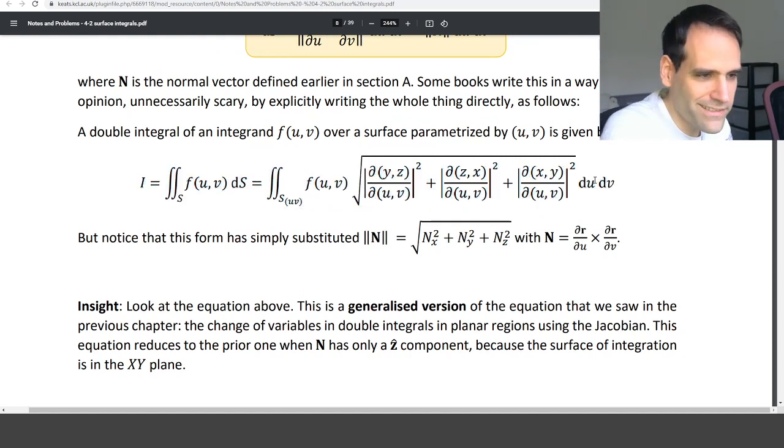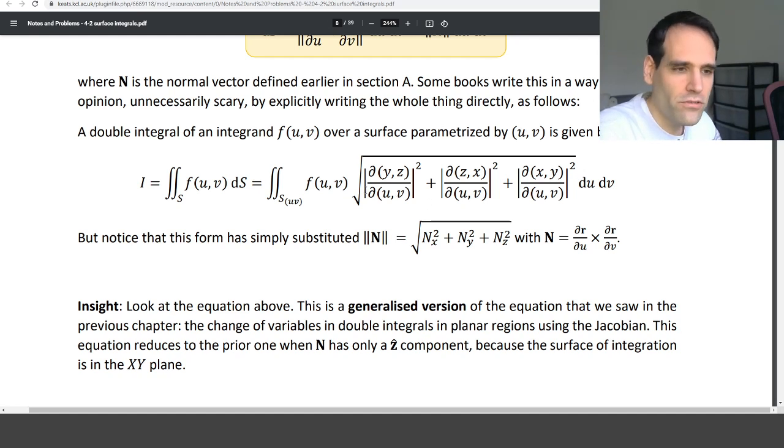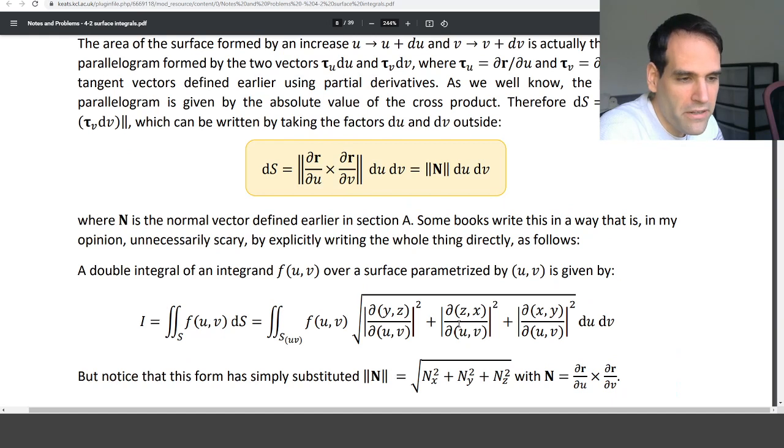So no wonder that students that try to read books end up running away from this. This is a horrible thing. Who could ever understand such a thing? In my opinion, I would never remember this thing. Just think about the logic. ds is the norm of the normal vector, and the normal vector is just the cross product of the two partial derivatives, okay? I think it makes much more sense to remember the logic and remember this than having to remember this, okay?